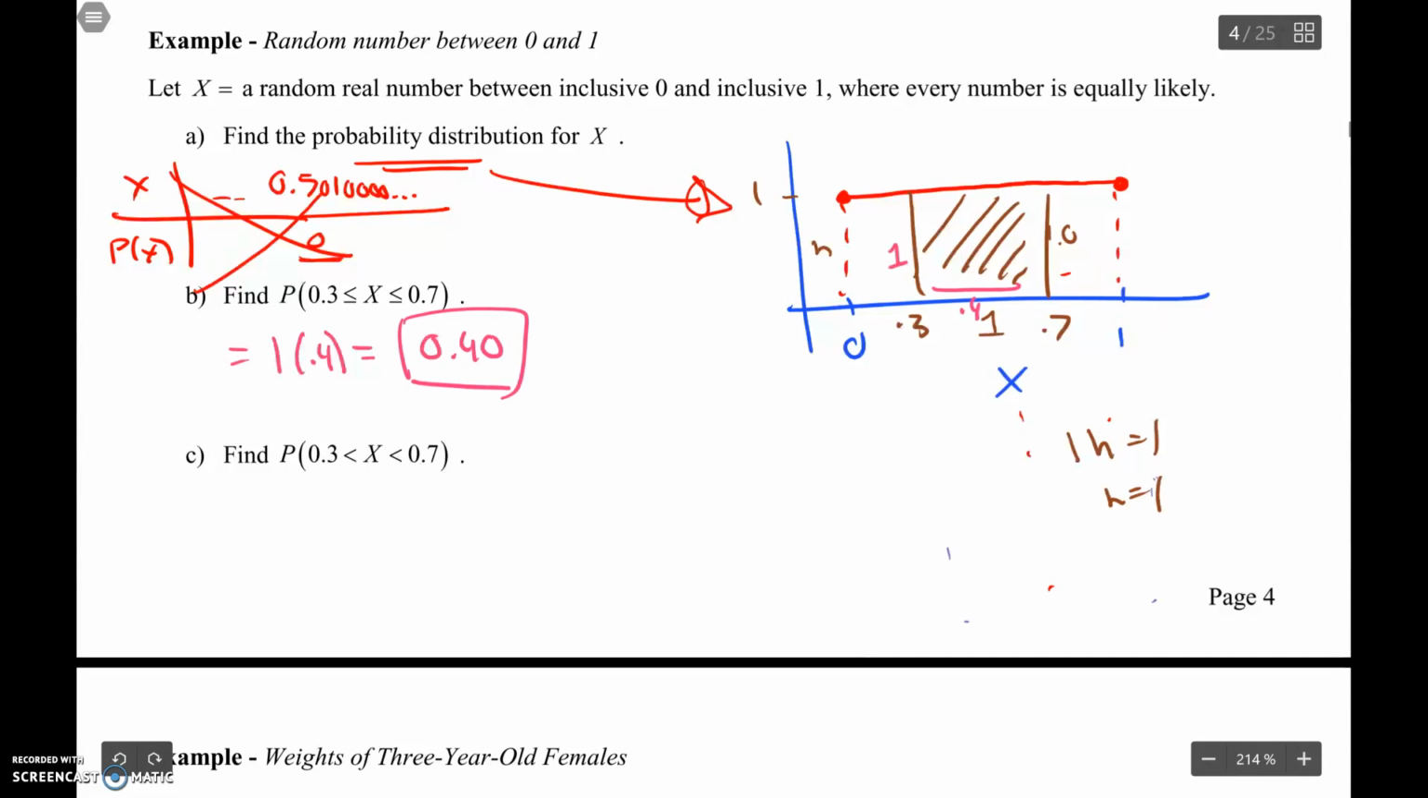That's inclusive of 0.3 to 0.7. If we do exclusive 0.3 to 0.7, it's the exact same thing because it doesn't matter if you include the endpoints or not. The probability of getting an exact value is 0. So same answer.